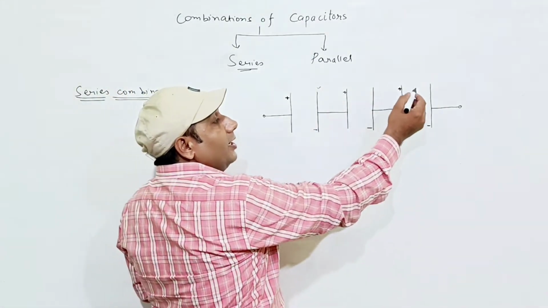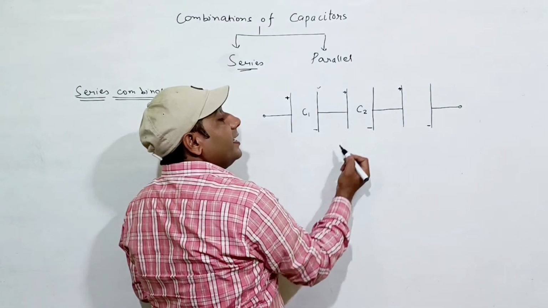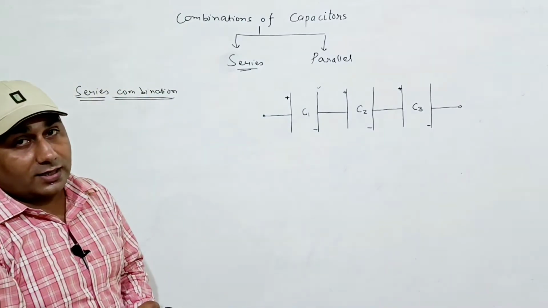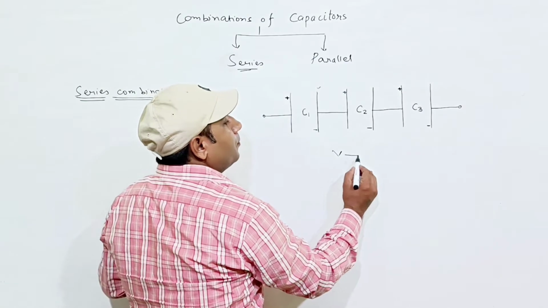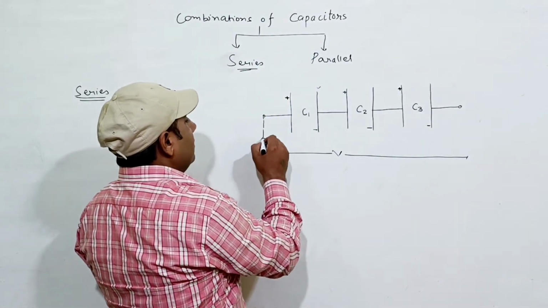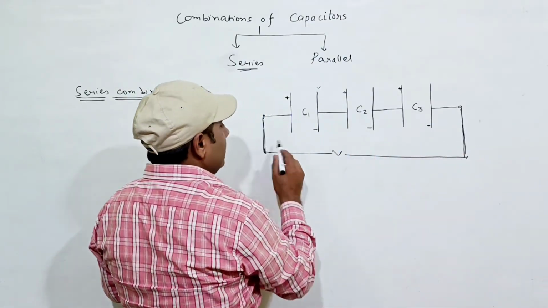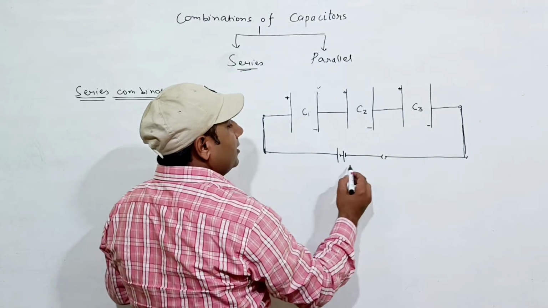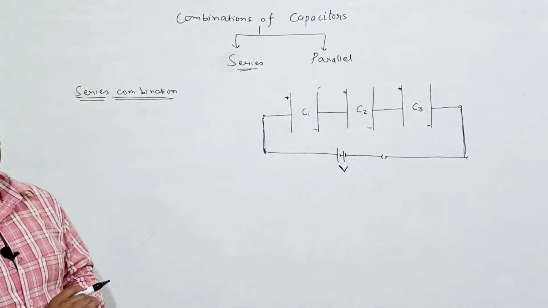Now the third capacitor. The capacitance of the first capacitor is C1, the capacitance of the second capacitor is C2, and the capacitance of the third capacitor is C3. If we use a potential V, ऐसे भी हम इसको कनेक्ट कर सकते हैं, बैटरी का यूज कर लीजिए. ये V पोटेंशियल है. जब V पोटेंशियल सीरीज में रखेंगे तब कुछ चेंज देखने को मिलेगा.